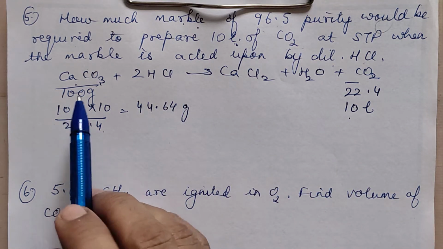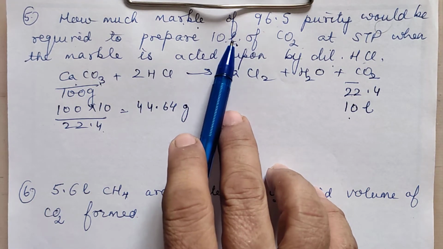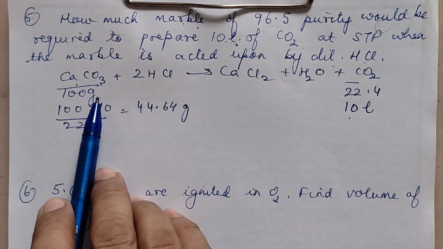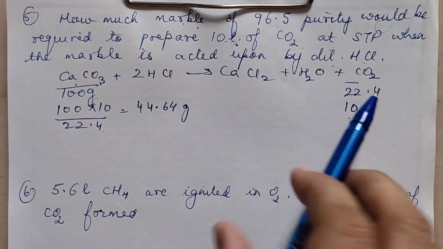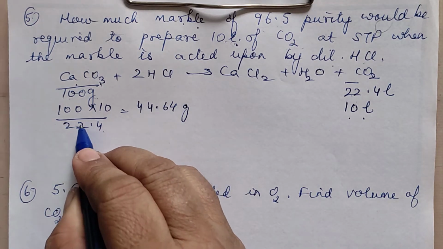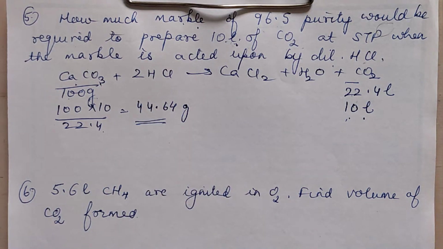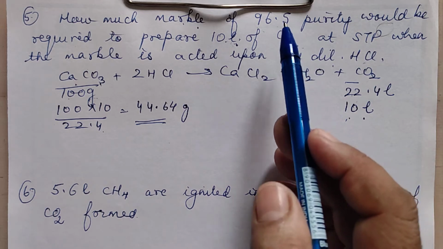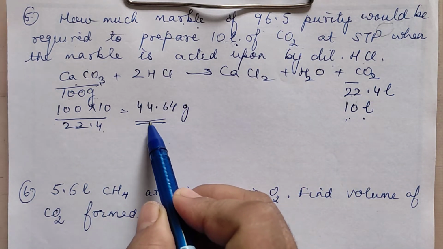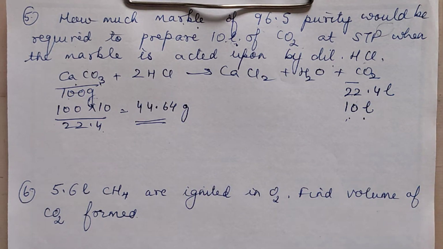First we will calculate for this mass and for this volume, because for carbon dioxide they are talking about volume. So 100 gram molecular mass, 100 gram, will give 22.4 liters of carbon dioxide. So 10 liter will be given by 10 into 100 divided by 22.4, and we got this much gram. This much gram is if it is 100% pure. So how are we going to calculate if it is 96.5% pure, how much calcium carbonate will be required? That is what we have to calculate.